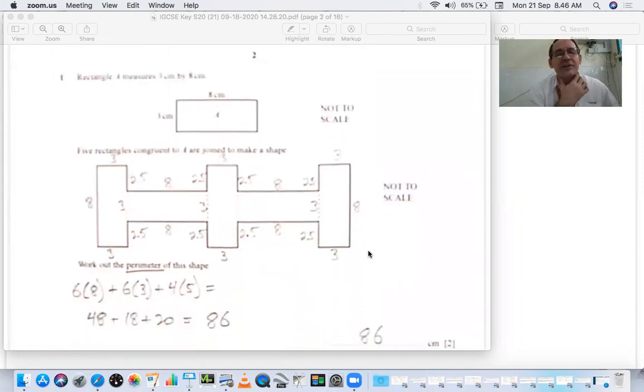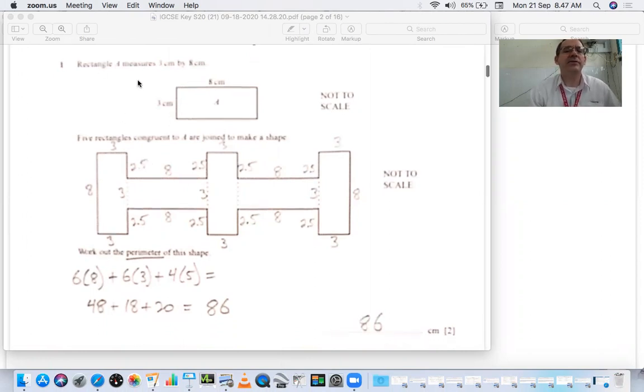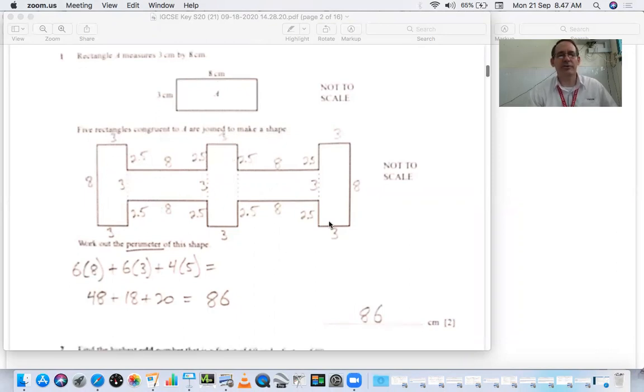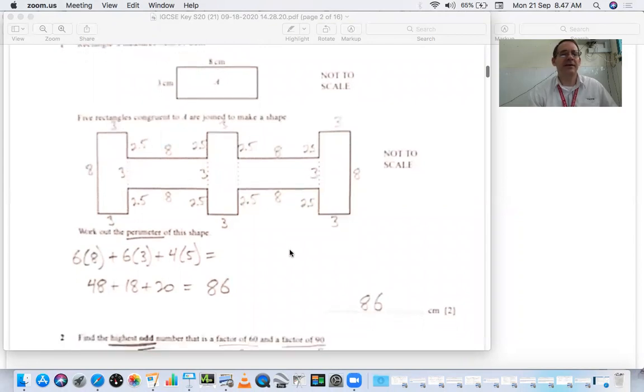Here in this first one, sorry, it's a little bit fuzzy. It says this rectangular block A measures 3 centimeters by 8 centimeters. So 3 wide by 8 long. 5 rectangles are put together to make the shape. So you can see 1, 2, 3, 4, and 5. And so by calculating, it says work out the perimeter of this shape.